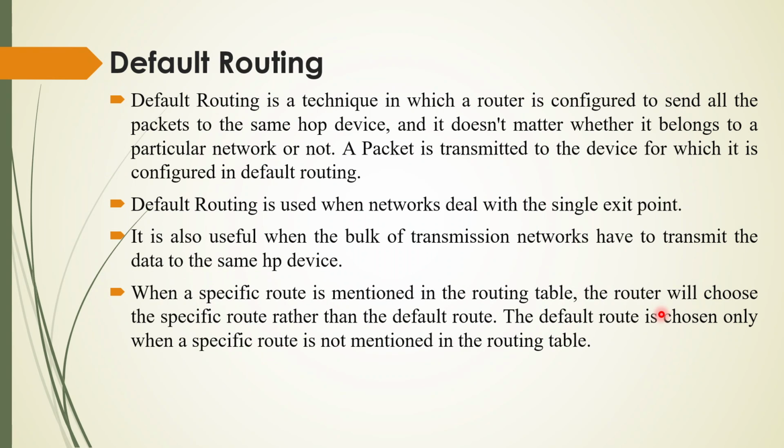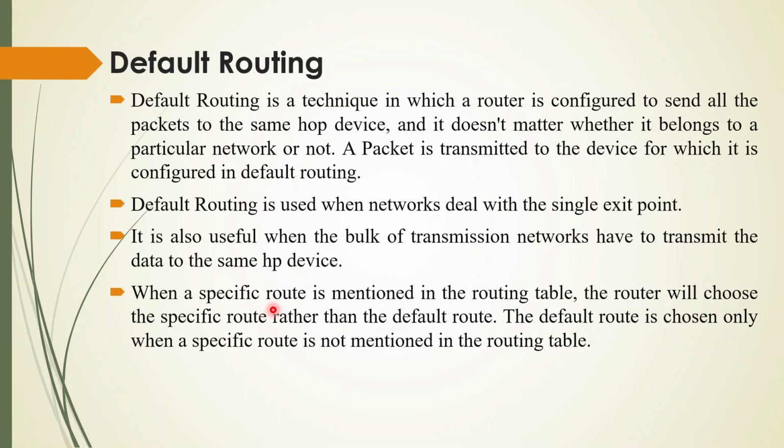Next is default routing. Default routing is a technique in which a router is configured to send all the packets to the same host device, and it doesn't matter whether it belongs to a particular network or not. A packet is transmitted to the device for which it is configured in default routing. Default routing is used when the network deals with a single exit point.